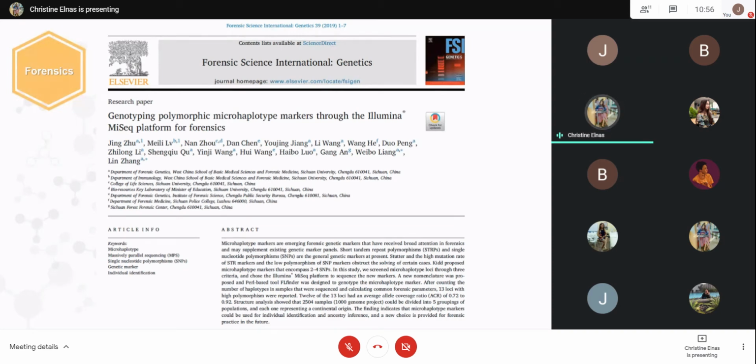So these haplotype markers have received broad attention in forensics because of their capability to supplement existing genetic marker panels.